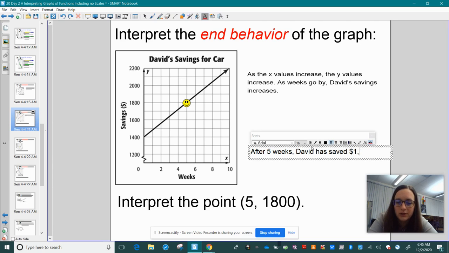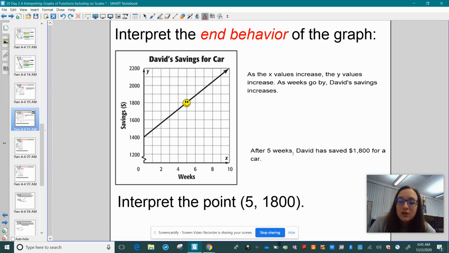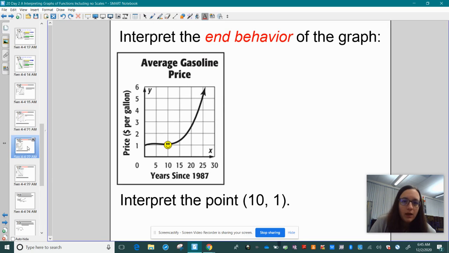There we go. $1,800 for a car. I don't know if it's a new car, used car, just a car. So we make sure to get those 2 numbers in our sentence and we put our labels on it. Pretty easy. So let's look at this one here, our end behavior.